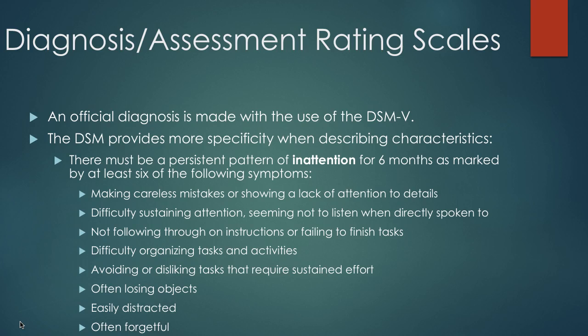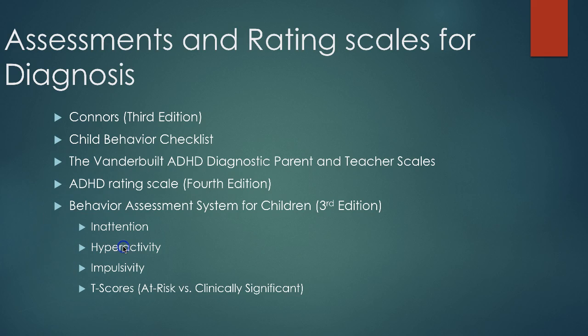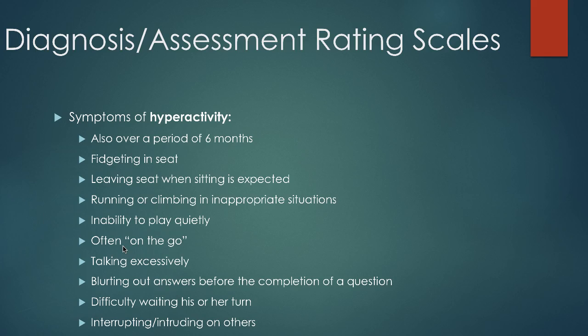In terms of hyperactivity, also over a period of 6 months, there could be symptoms such as fidgeting in the seat, leaving the seat when sitting is expected, running or climbing in inappropriate situations, inability to play quietly, often on the go, talking excessively, blurting out answers before the completion of a question, difficulty waiting his or her turn, and interrupting or intruding on others.